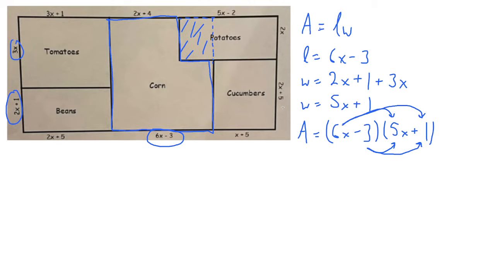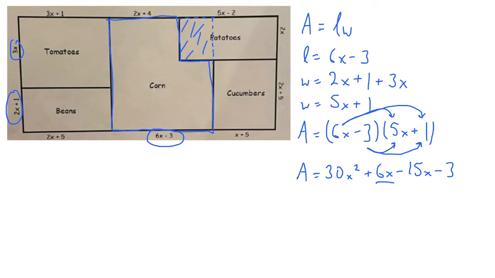So you multiply these. We do first. We have 6x times 5x. This is going to give you 30x squared. And then we have the outers. The 6x times 1 is going to be 6x. The inner terms, negative 3 times 5x is negative 15x. And finally, the last, negative 3 times 1 is negative 3.